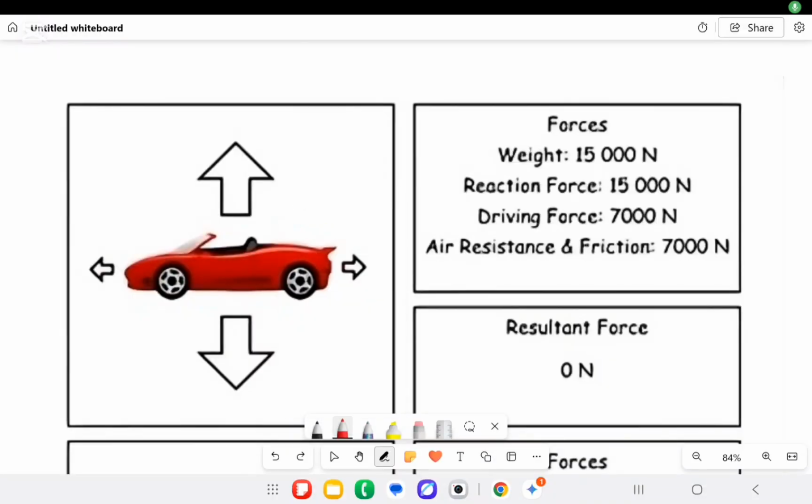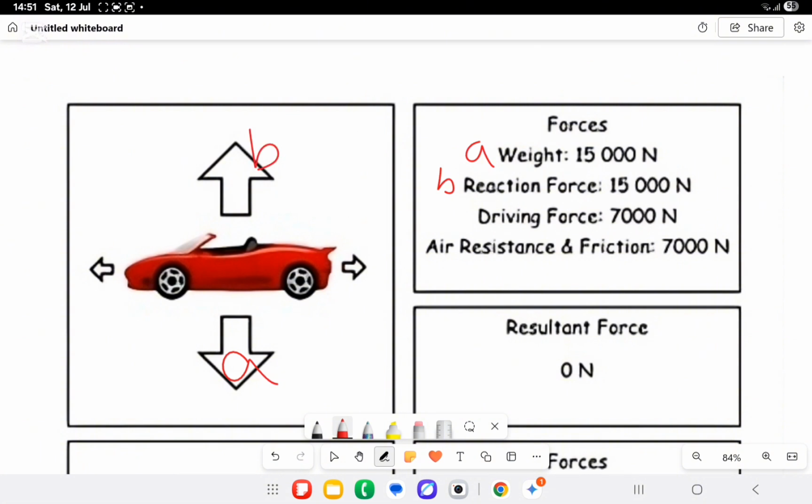To learn resultant force, let's take an example. Four forces are applying on this red car, so let's name the forces. The first one is weight, which is 15,000 newtons. Let's name it A. By the way, weight applies downwards towards the earth. Next is the reaction force, which is against the gravitational force. It's also 15,000 newtons. Let's name it B.